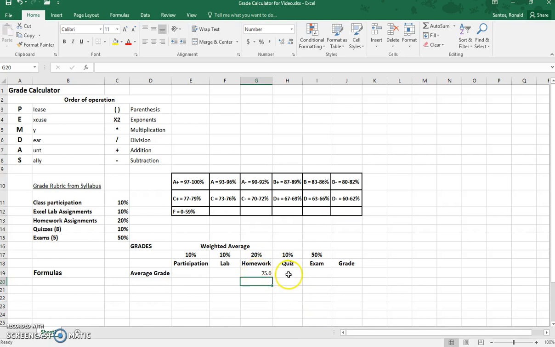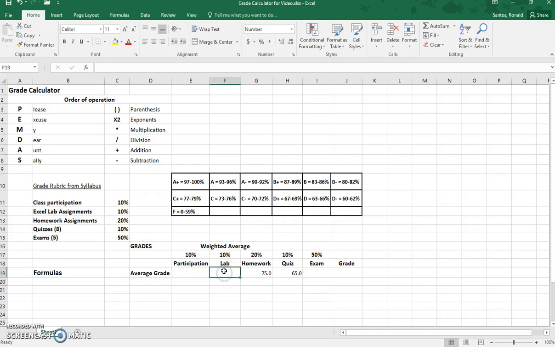Let's put in some more average grades. Let's say your quizzes, you've got an 80, but that doesn't work. You've got to put in the equal sign, open parentheses. So you've got an 80 plus a 50 plus 65, close parentheses, and you always divide by the number of grades that are in here. There's 3 different chapters, 3 different grades, divided by 3. Okay, enter, and now you have your average grade.